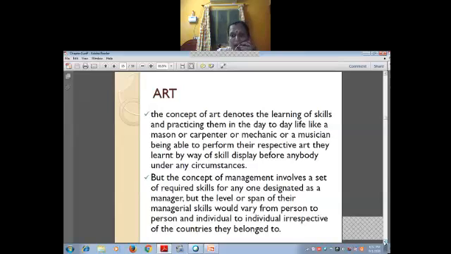But the concept of management involves a set of required skills for anyone designated as a manager. But the level and span of their managerial skill would vary from person to person and individual to individual, irrespective of the countries they belong to. So where they are working, that only will differ. Individual to individual it will differ. Okay, person to person it will differ.